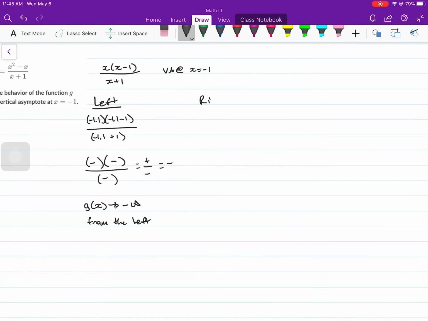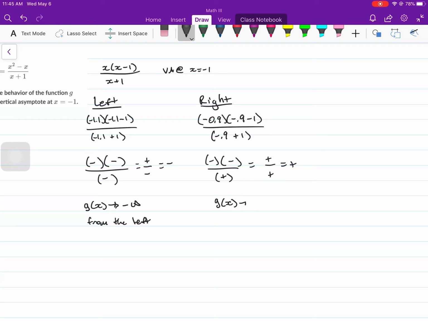Now let's check the right. So from the right, we'll plug in a value to the right of negative 1, so negative 0.9. This works out just like the other problem, so we'll have a negative times a negative over a positive, and that's going to be a positive over positive, which is positive, so that means that g of x will be approaching positive infinity from the right.